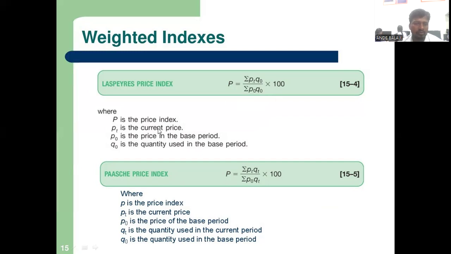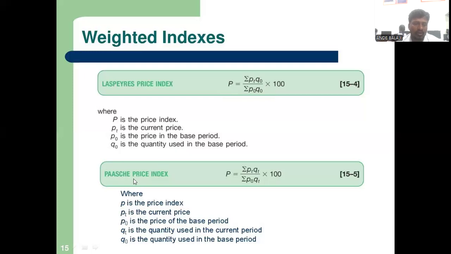Here we have the explanation of the terms related to the Laspeyres index number. P is the price index number, Pt is the current price, P0 is the base price, and Q0 is the base year quantity. Since it uses only the base year prices and quantity and does not consider the current year quantities, it is called the base year index number.